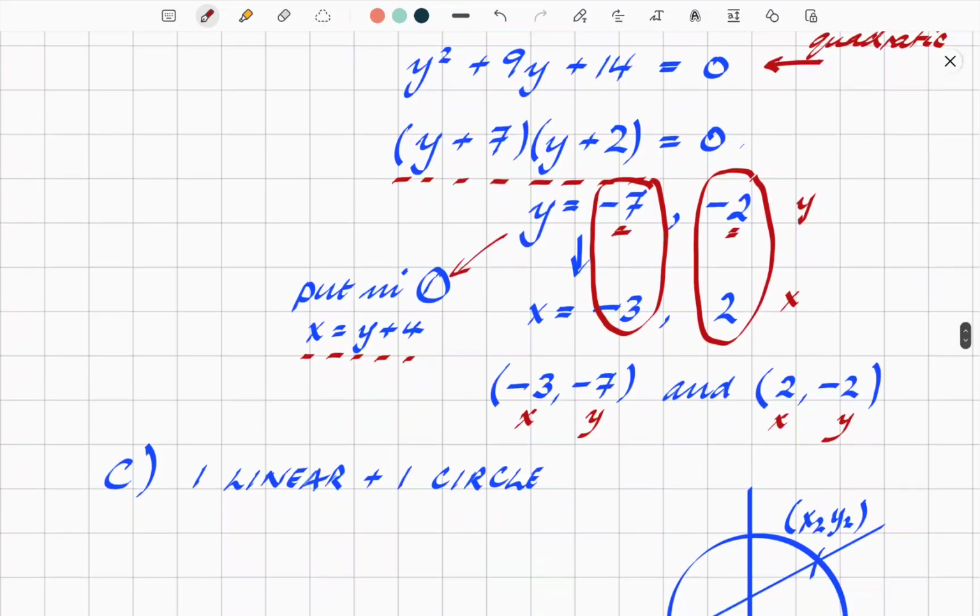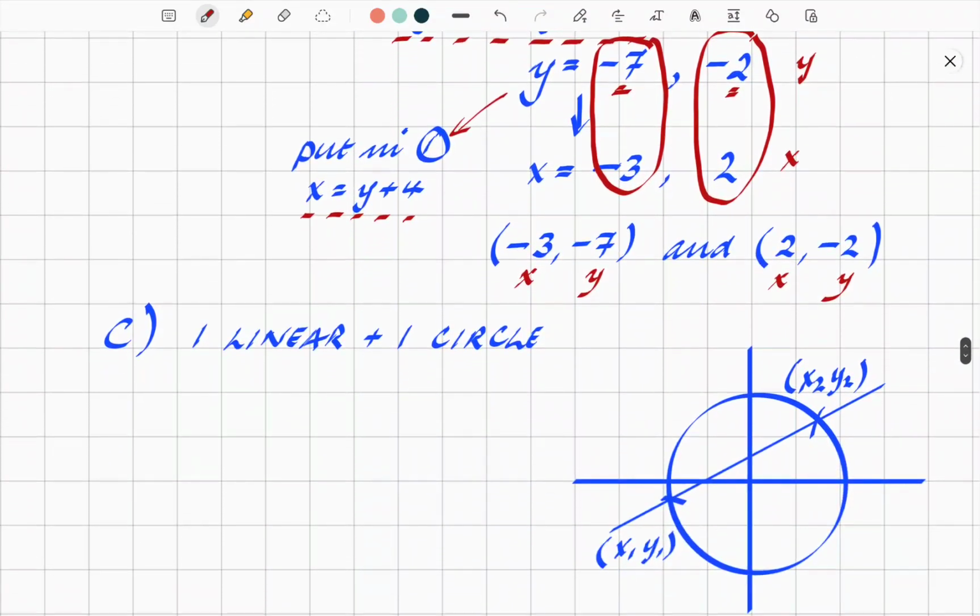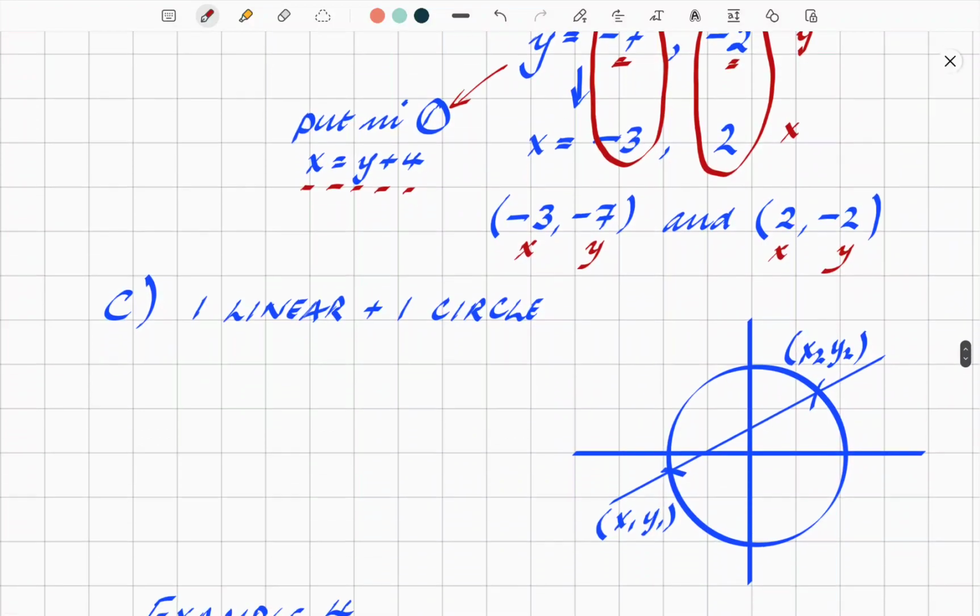All right. So make sure you look back and you write them in the right order, because we eliminated x to begin with. Therefore, we're going to get the y value first and then the x, etc. All right. Okay. Last one.